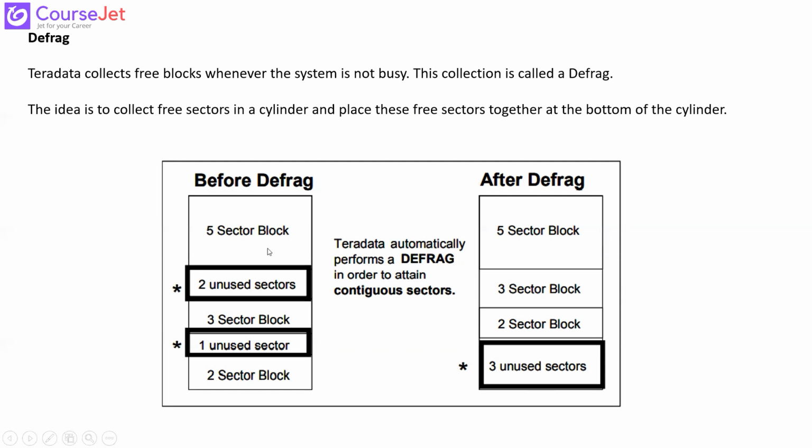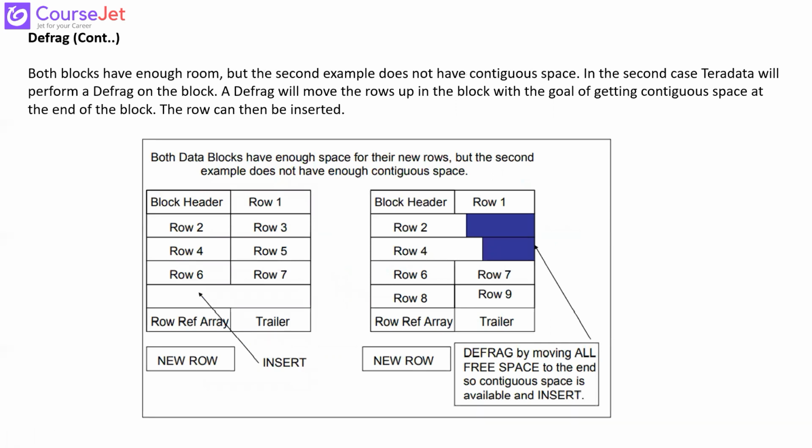If you see this example, this is before defragmentation is done. Here a 5 sector block is there, two are unused sectors, and then there is another unused sector inside this block. So after defrag, what will happen? All these unused sectors will be moved down, and it will have 3 unused sectors. So whenever new data comes in, it will be loaded into these sectors. So both blocks have enough room.